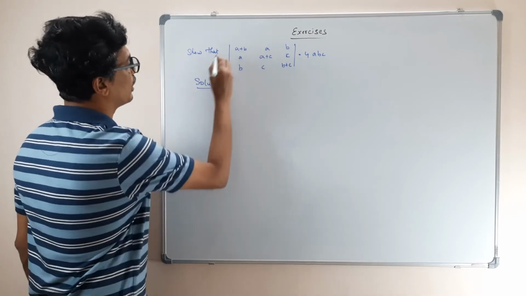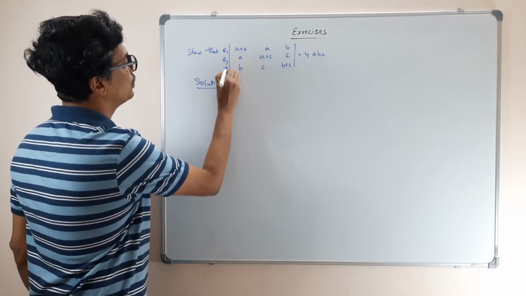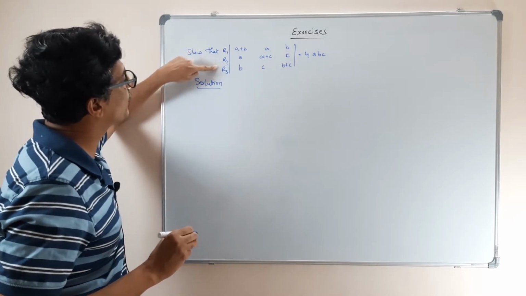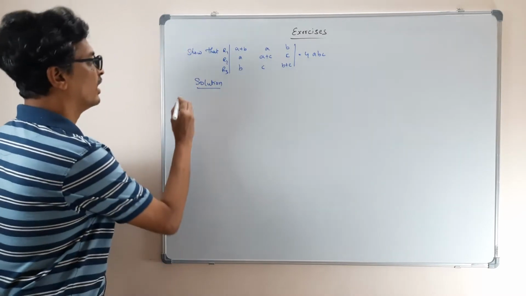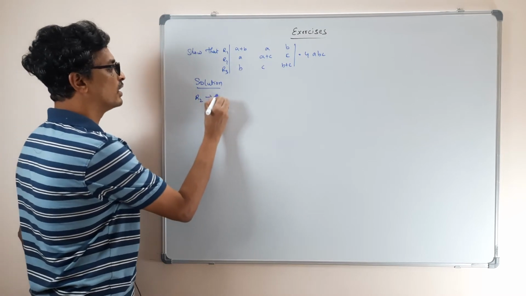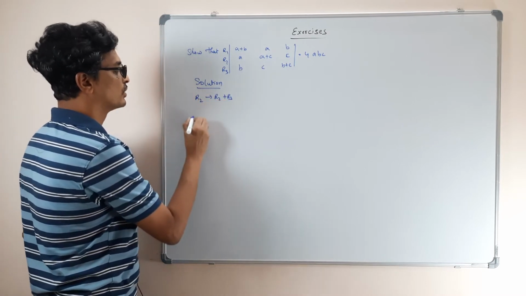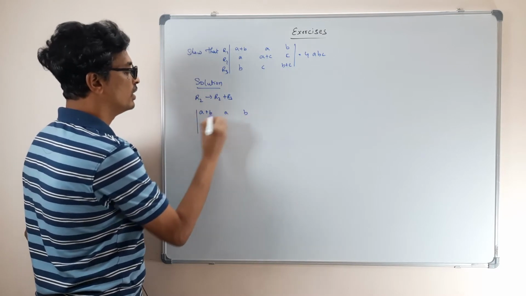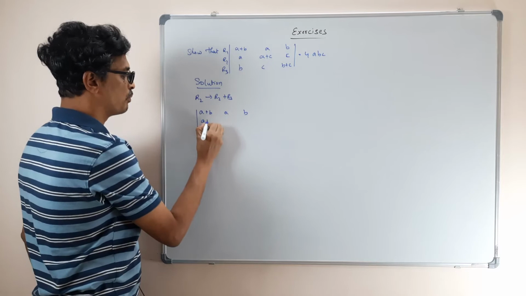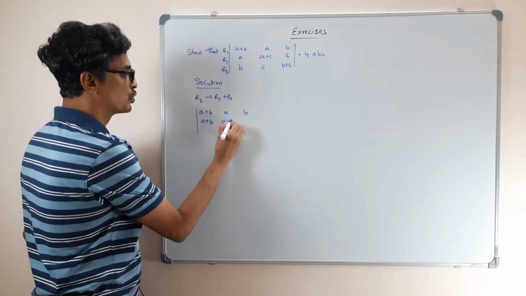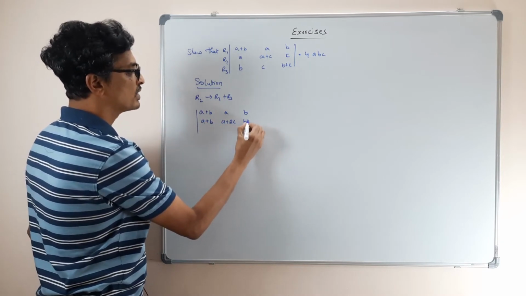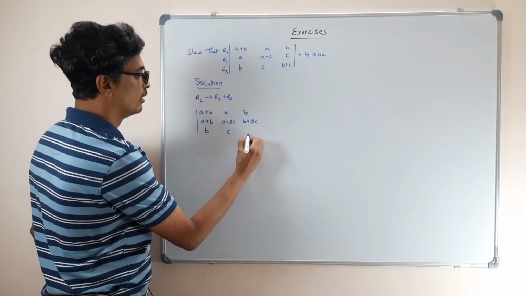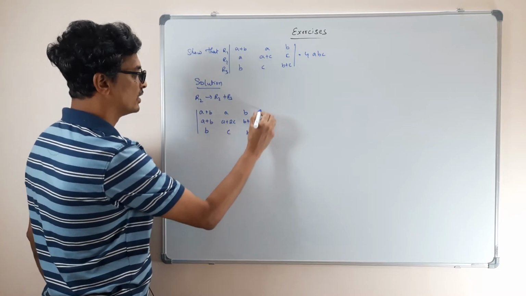Let me call the rows R1, R2, R3. If I replace R2 with R2 plus R3, what will it be? A plus B, A, B, these two, correct? Then A plus B, A plus 2C, B plus 2C. And the last one will be B, C, B plus C, correct?